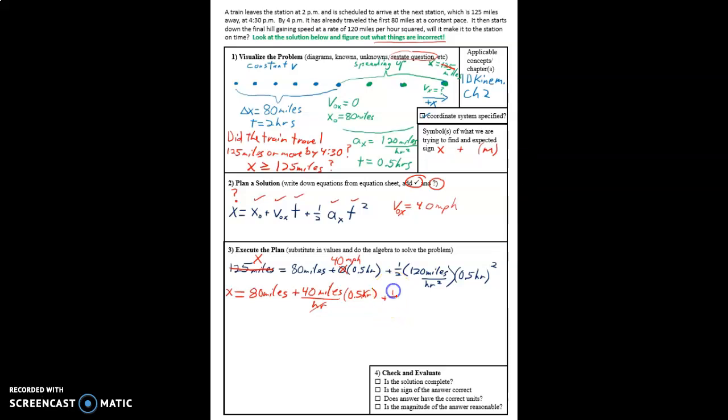And then we have plus 1/2 times 120, and this is already written in the appropriate format, miles per hour squared, 0.5 hours. Notice the squared is outside the parentheses, so that's going to square the number and the unit. So we're going to have hours squared canceling with hours squared, and that will give us units of miles. So miles plus miles plus miles. When you're adding and subtracting, everything has to have the same units. And we plug these values in, and we get 115 miles. And so that's not our answer.